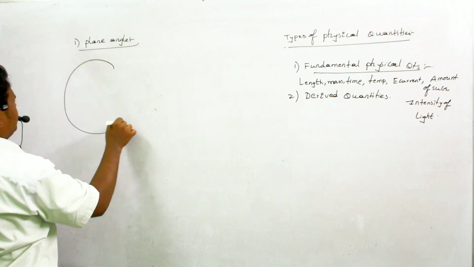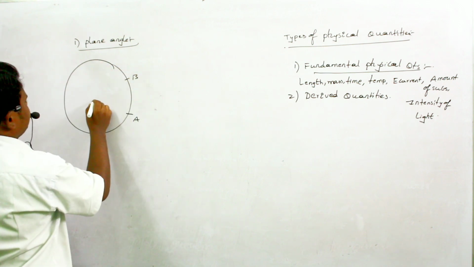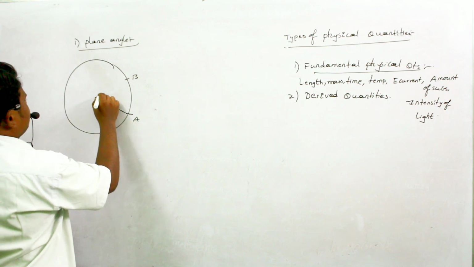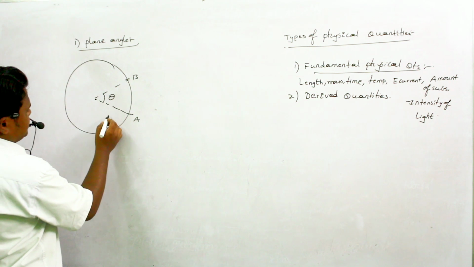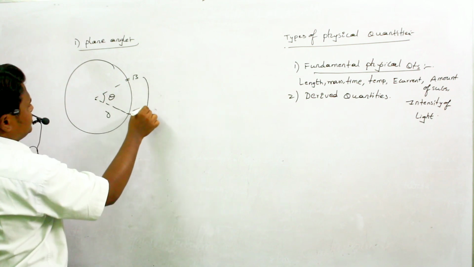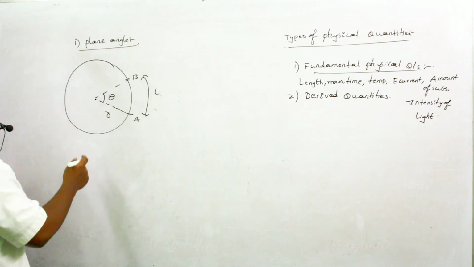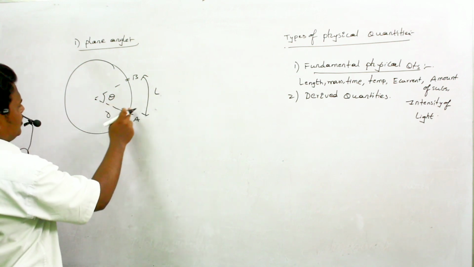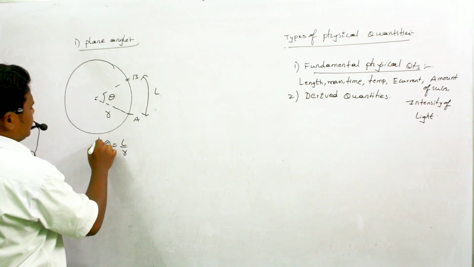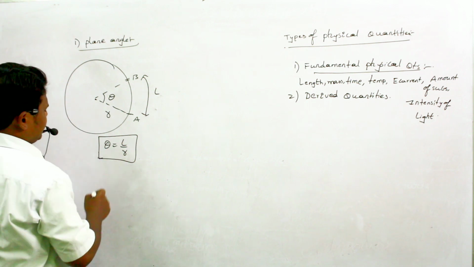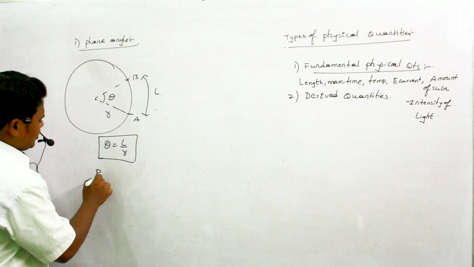In a circular path, if a person is traveling from point A to point B, then at the center of this circle he subtends an angle theta. If the radius of the circle is r and the length of that circular path traced by this person is L, then the relation between this plane angle, r and L can be written as theta is equal to L by r. This is what we call plane angle, and plane angle is measured in radians.